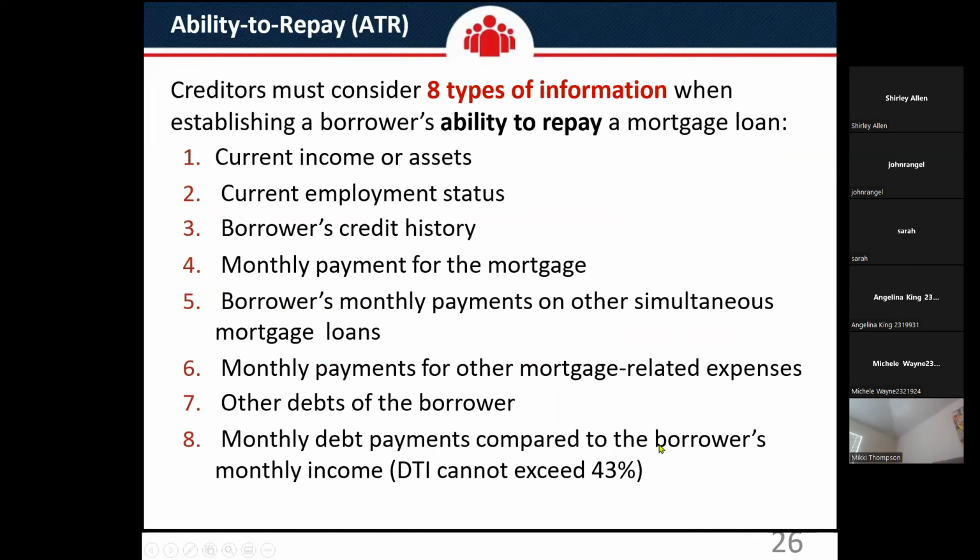Creditors have to look at certain types of information to determine whether or not the client has the ability to repay. There are 8 things you have to look at to determine if they have the ability to repay. Take a quick look at those.